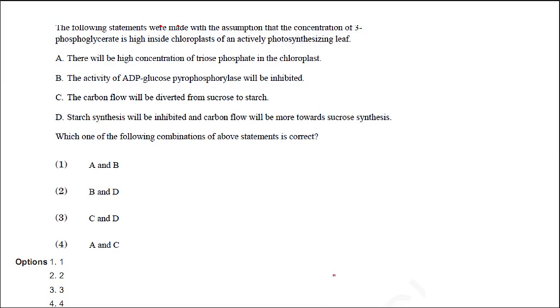Next, this question is again from photosynthesis. The following statements were made with the assumption that the concentration of 3-phosphoglycerate is high in the chloroplast of an actively photosynthesizing leaf. What happens when 3-PGA is high? There will be a high concentration of triose phosphate in the chloroplast. So if 3-PGA is high, this simply says that triose phosphate will be high.